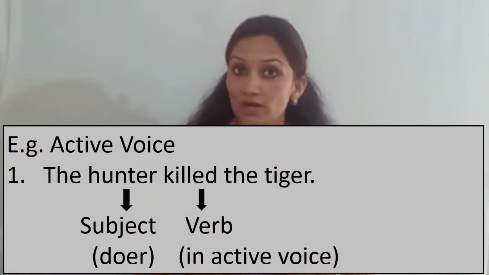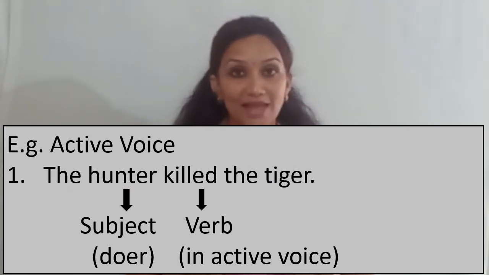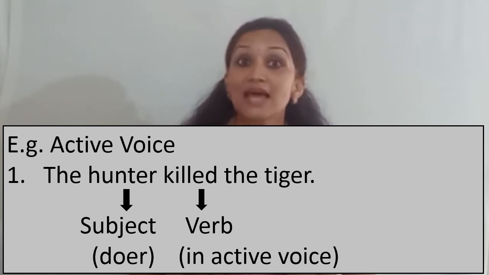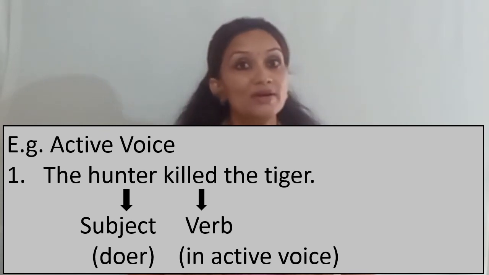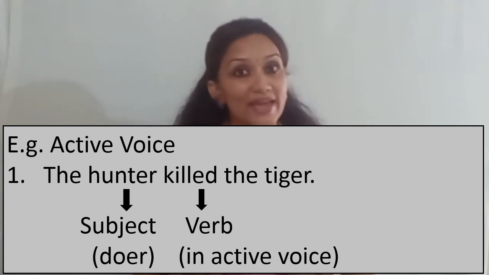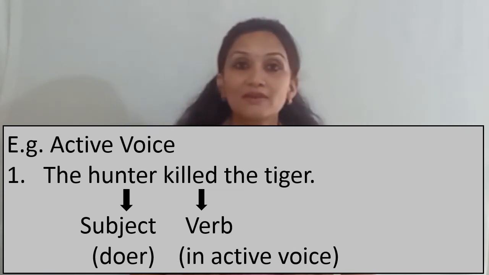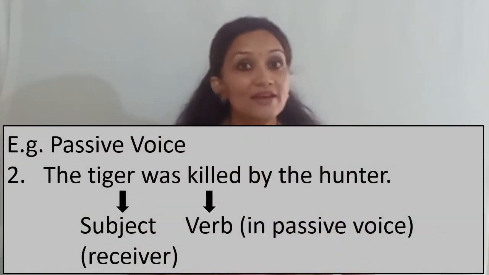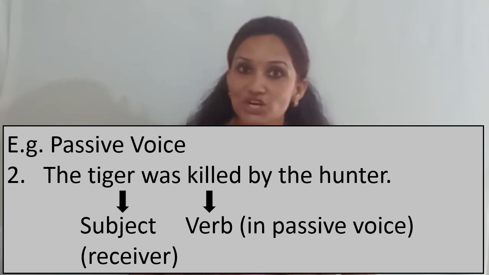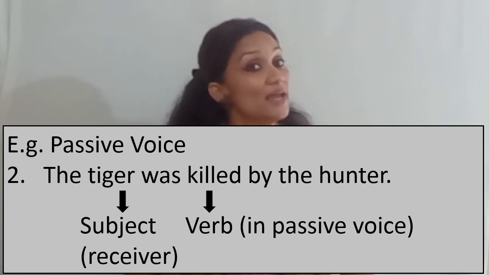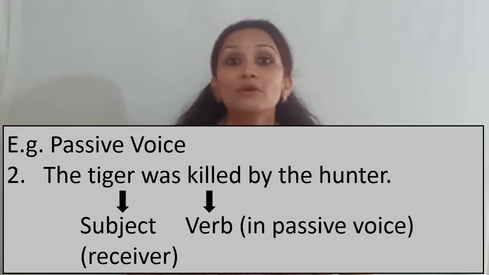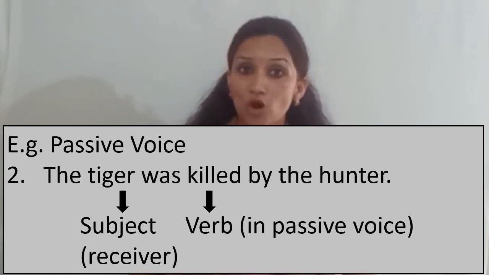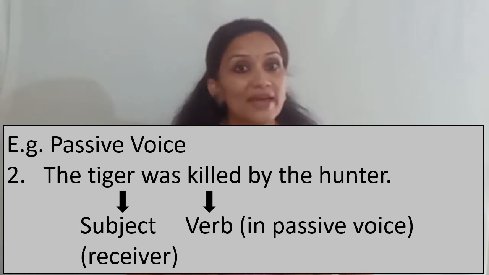So, in the first sentence, hunter is the doer of the action. That is, the subject is active and the verb killed is said to be in the active voice. Similarly, in the second sentence, the subject tiger is the receiver of the action. That is, the subject is not active but passive. The verb was killed is said to be in passive voice. Okay children?